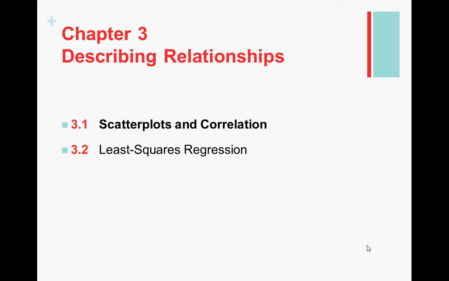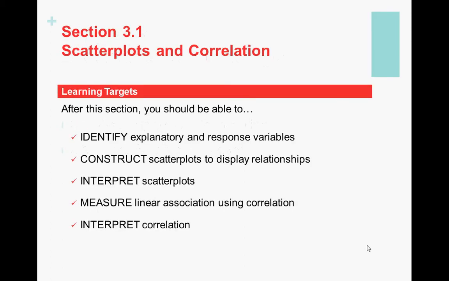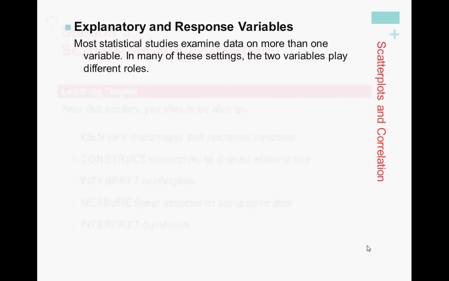Enjoy. So here's our goal in this section. Identify explanatory and response variables, construct scatterplots, display and describe the relationships, then I guess this is what they mean, interpret the scatterplots, measure linear association using something called correlation, and then interpret that correlation. So let us begin. We'll talk about explanatory and response variables first.